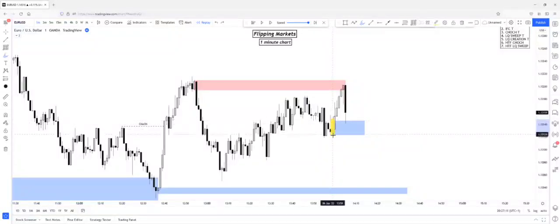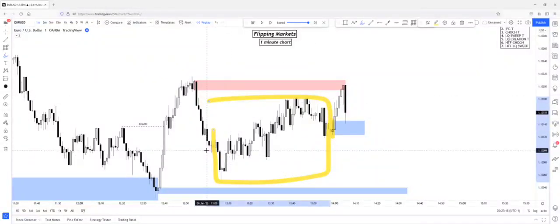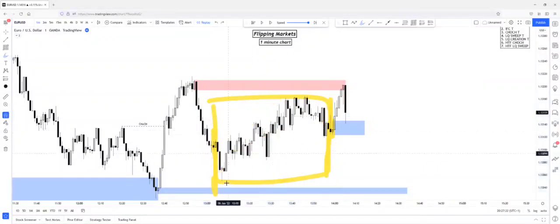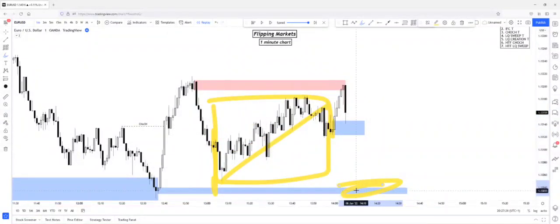So basically, it's a lunchtime zone. This zone will be broken. All of these zones in this region are lunchtime zones. As you can see, lunchtime opened here and closed here. So basically, all of these zones will be fake. So this is the liquidity leading down to this demand zone.